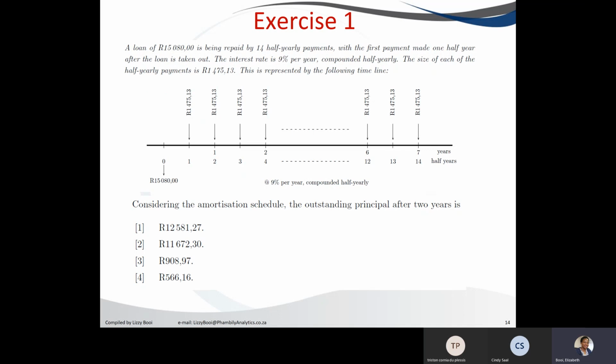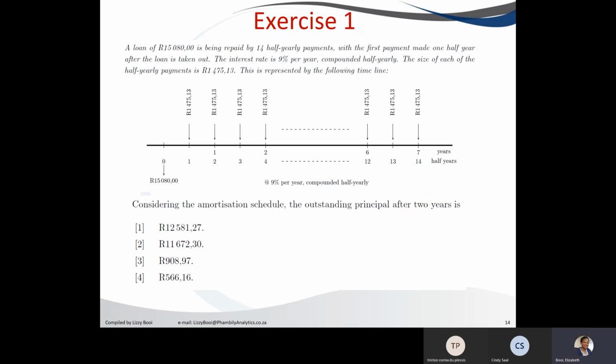So this one says a loan of 15,080 Rand is being repaid by 14 half-yearly payments, with the first payment made 1.5 years after the loan is taken. The interest rate is 9%, compounded half-yearly. The size of each half-yearly payment is 1,475 Rand 13 cents. And this is represented by means of this timeline.